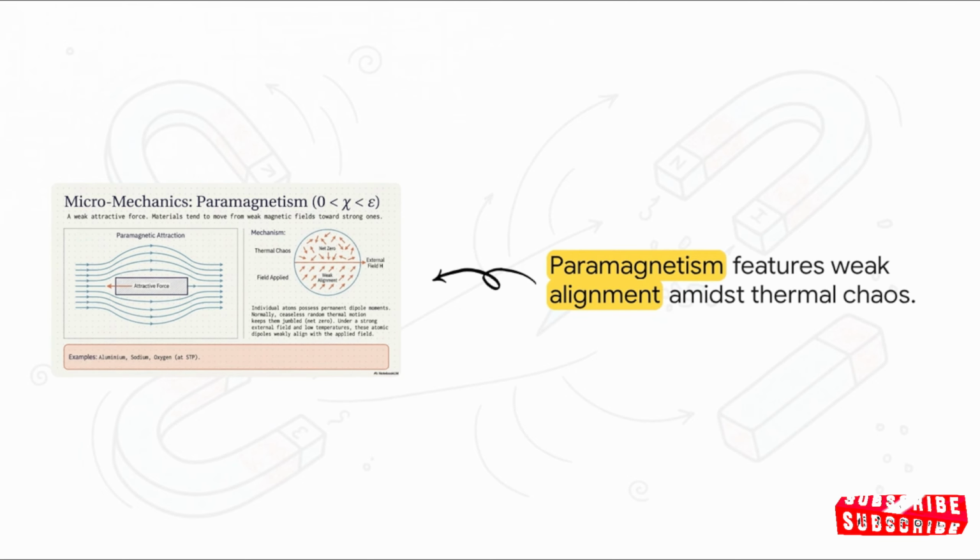Next is paramagnetism, where chi is a very small positive number. Now, look at the thermal chaos of the atomic dipoles here. Because of constant, ceaseless random thermal motion, they are entirely jumbled up, keeping the net field at zero. But when a strong external field is applied, these atomic dipoles manage a weak, attractive alignment. Common, everyday examples of this include things like aluminum and oxygen.